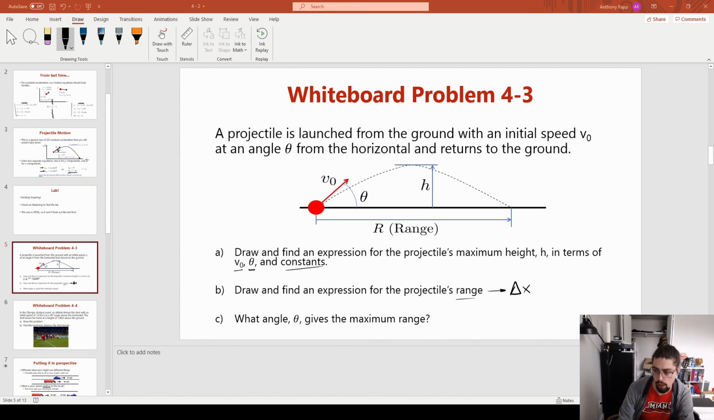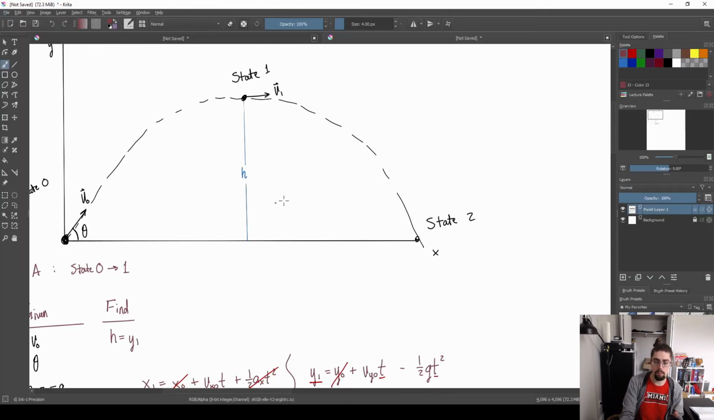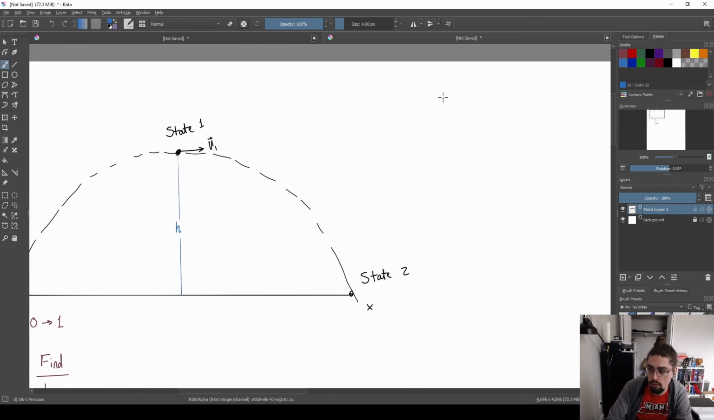So this time around, we're no longer interested in what's going on up here. We're much more interested in where we end up, right? Our range value, but it's really just delta x. So I'm going to take my same picture as before. I'm not going to change anything, but now let's do all these parts in blue, to say, hey, we're working on part B. State 0 to state 2.